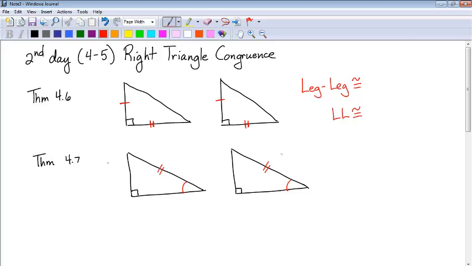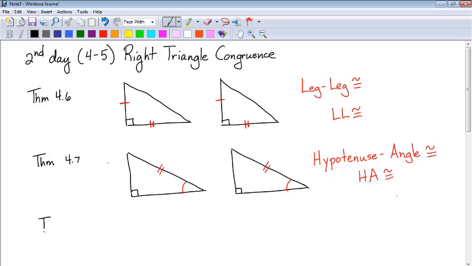And remember the side opposite the right angle. When you're looking at this, the side opposite the right angle is the hypotenuse. So this is hypotenuse. Spell it correctly. This is hypotenuse angle congruence. And we're going to call it hypotenuse angle. Just abbreviate it. So if it's a right triangle, now you've got 2 ways to prove them congruent. If both the legs are congruent, leg, leg, or hypotenuse angle.